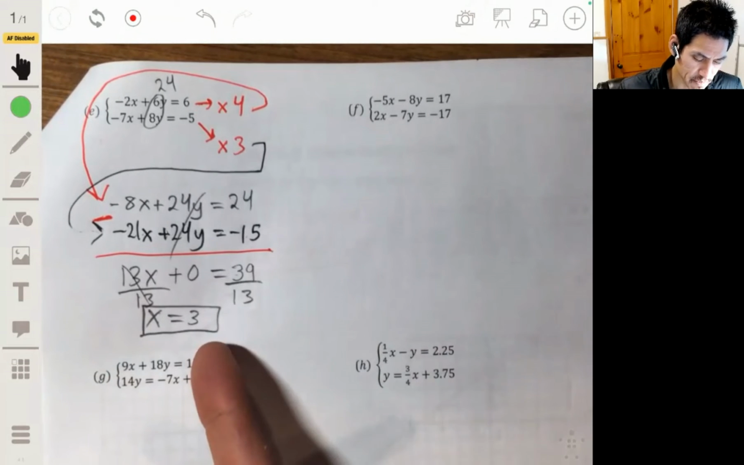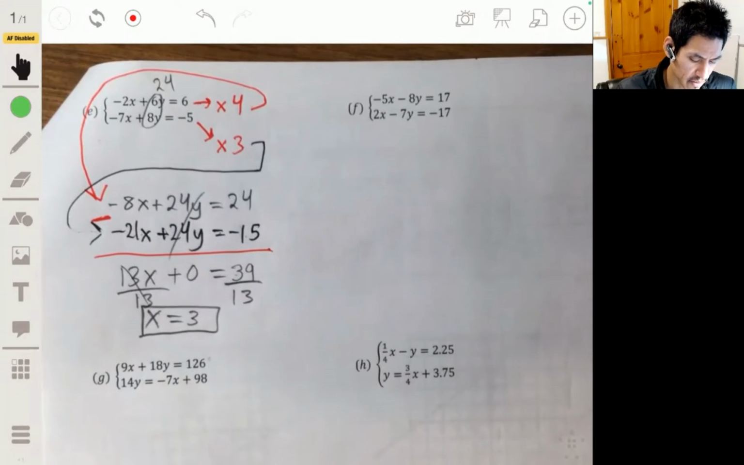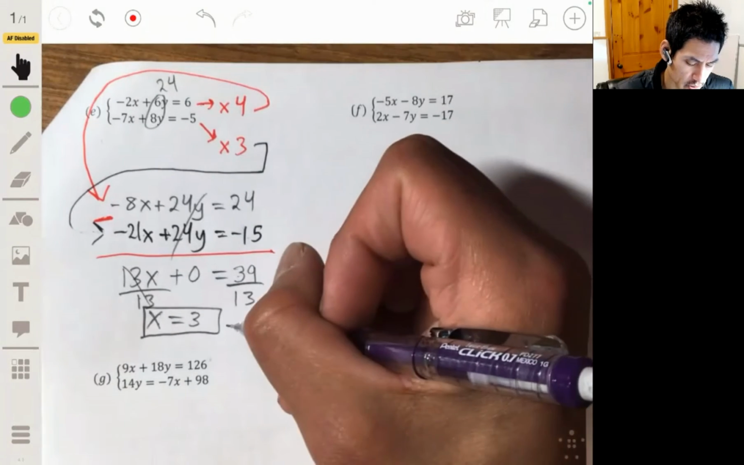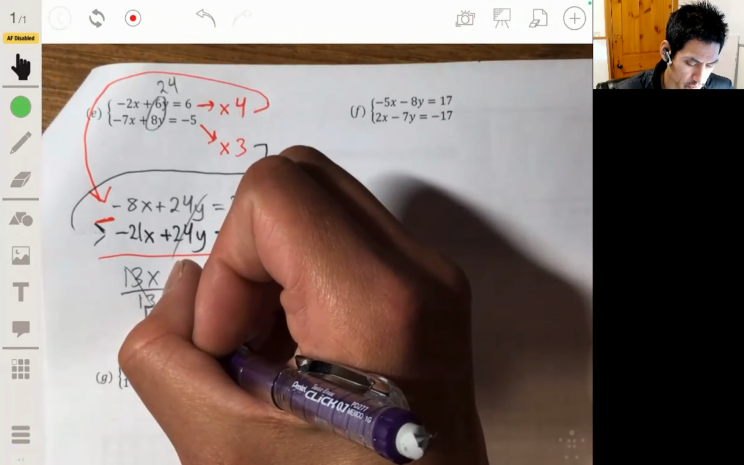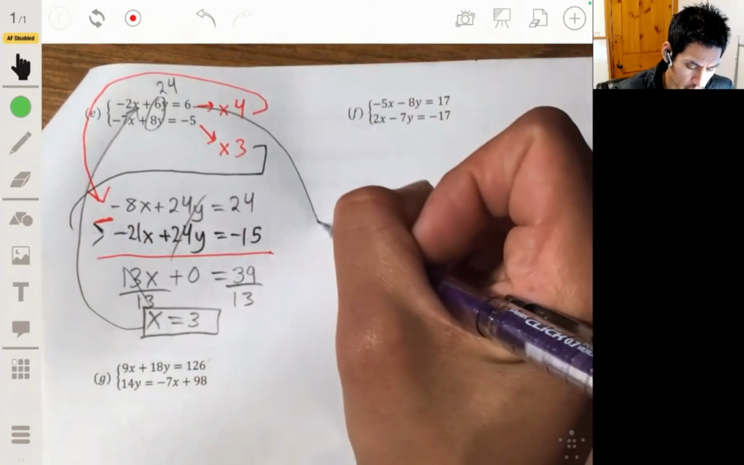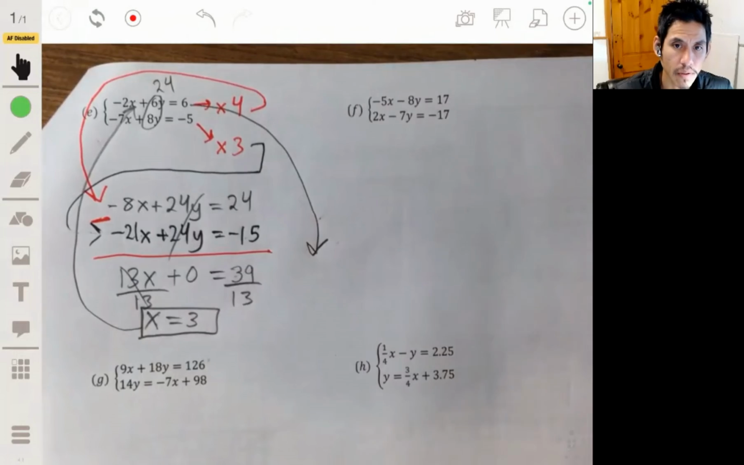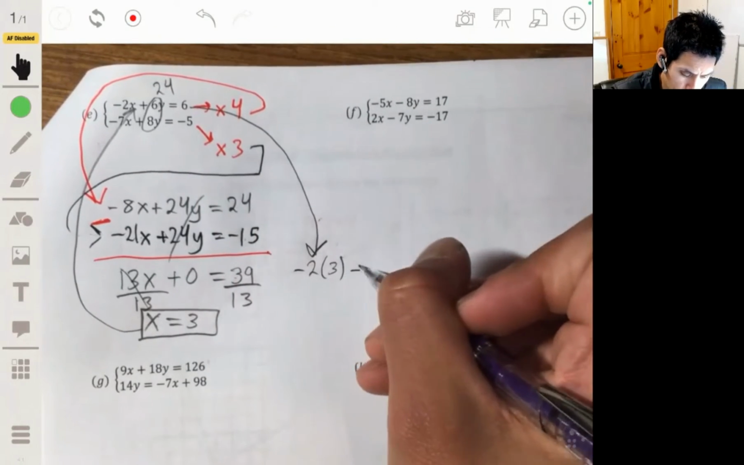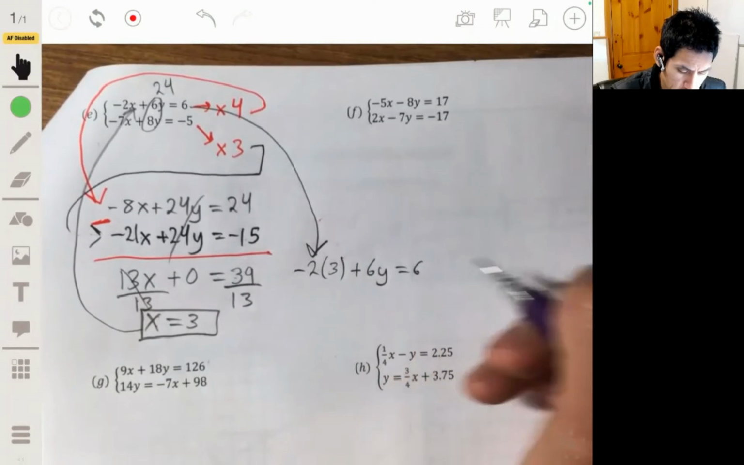Okay, so now we just plug this 3 in for x and solve for y. Let's plug into this top one here. We get negative 2 times 3 plus 6y equals 6.